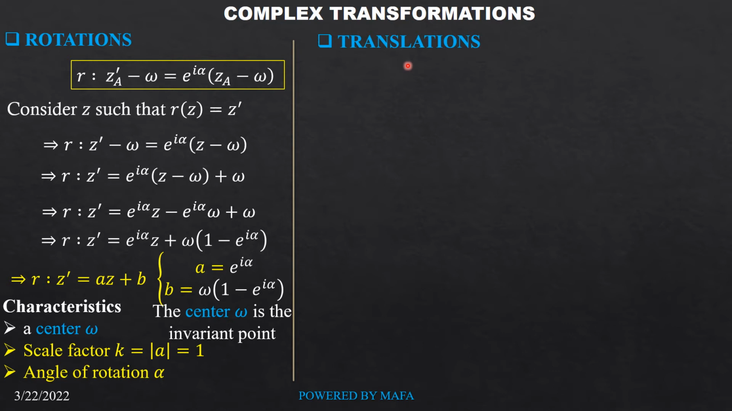Next, we look at translations. If t is a translation, then a is equal to 1, meaning that my complex number a here is equal to 1, provided it is a translation. So if a is equal to 1, then automatically my transformation becomes a translation. It means that t, which is a translation, is z prime equal to z plus b, because our a is equal to 1.